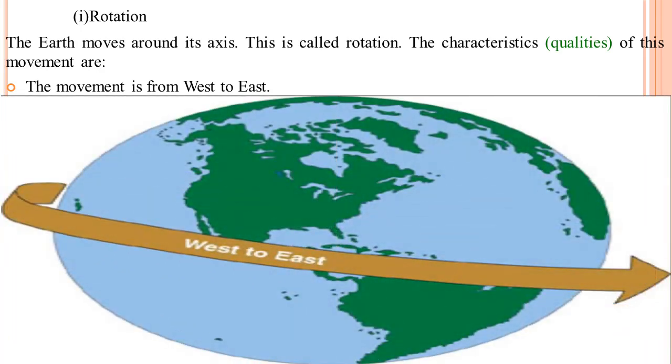The Earth moves around its axis. This is called rotation. The characteristics, meaning qualities, of this movement are as follows. We are going to discuss all the qualities of this movement, and the first one is the movement is from west to east. As you can see in the given picture, the arrow is drawn and it is showing that the movement of the Earth is from west to east.